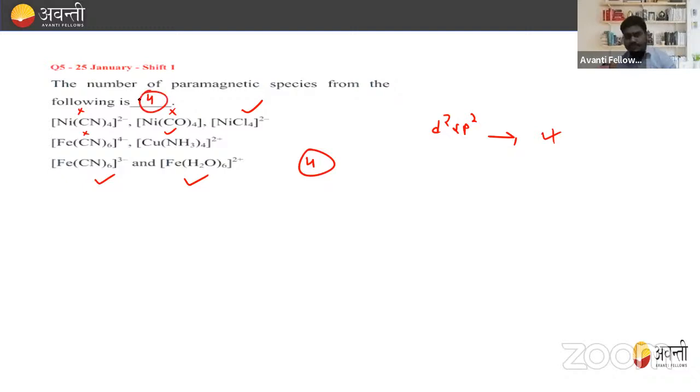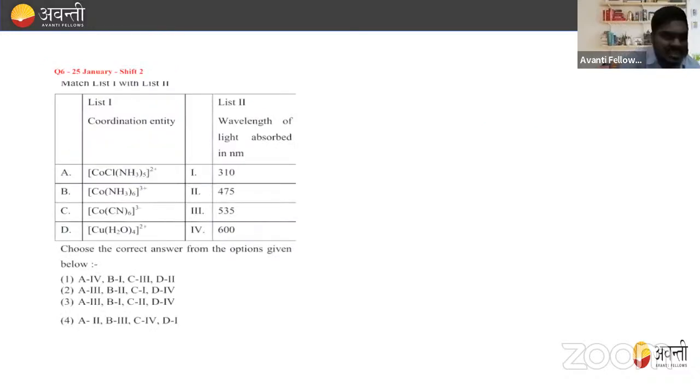Just try to solve this as I earlier solved the questions related to CFT and VBT, right? So we can easily understand how to know whether [NiCl4] has unpaired electrons or not. It's not a big deal. Now, the next question: you have to match list 1 with list 2. This type of question is really coming in your examinations nowadays. So how to solve this question?